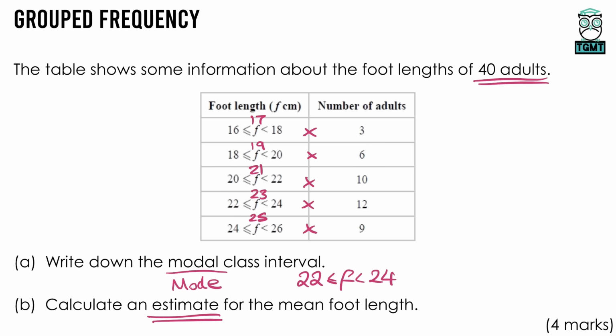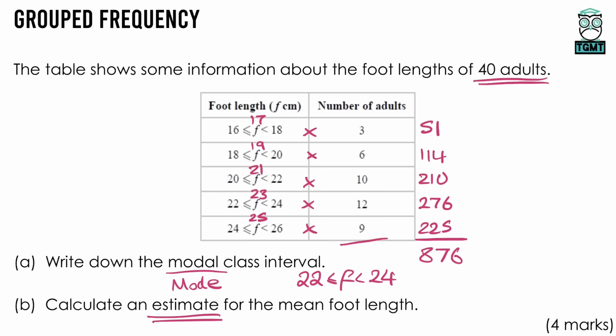So just typing these in on a calculator, 17 times 3 is 51, 19 times 6 is 114, 21 times 10 is 210, 23 times 12 is 276, and 25 times 9 is 225. Now we just need to add all of those together, so add them all up really carefully on your calculator. You don't want to miss a number or type it in too quickly. We get a total of 876.